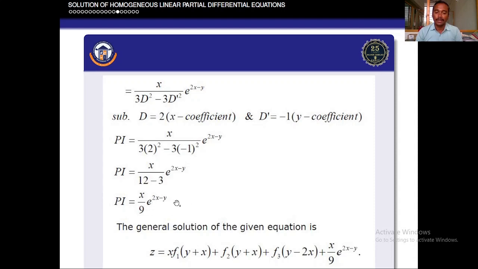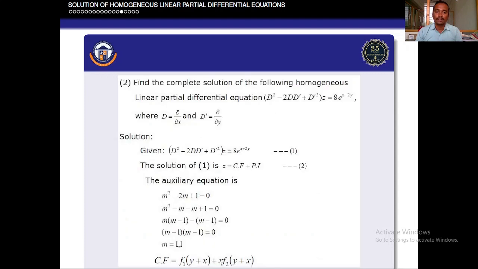Now compose the final solution, that is the complete solution, by adding the complementary function and the particular integral. Now the complete solution is z equal to x into f1 of y plus x plus f2 of y plus x plus f3 of y minus 2x plus x by 9 into e power 2x minus y. So this is the second problem.